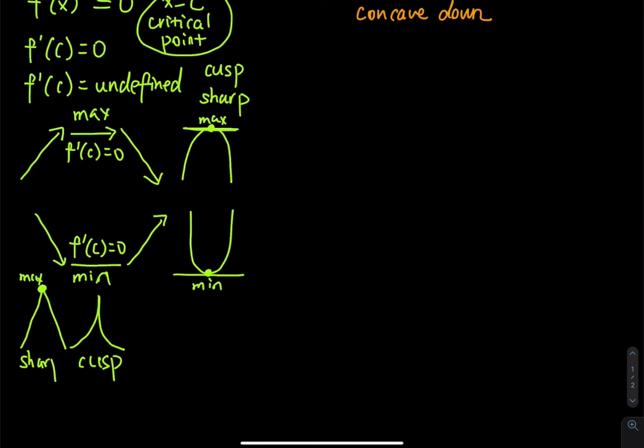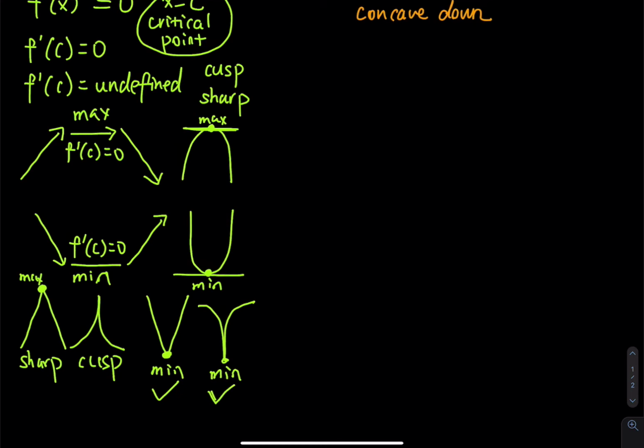What about a minimum? A minimum can be this. At this point, f prime of c is undefined. This is a sharp point, and this is a minimum. Or you have one curve and then another curve. At this point, we have a minimum. This is a cusp.